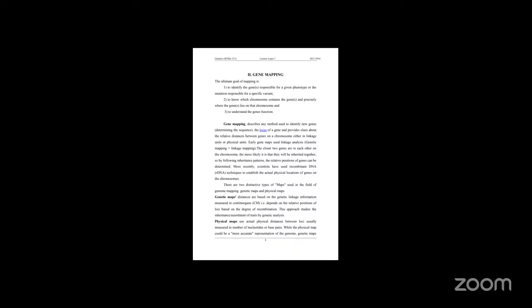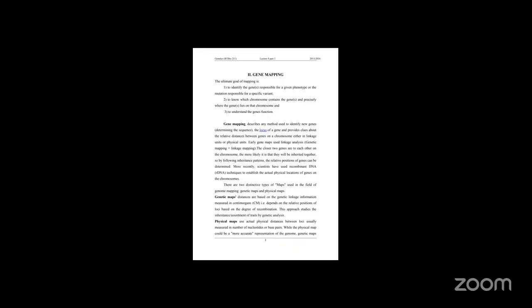Now, sorry for the disturbance. So now we will discuss gene mapping. Just now I have already told you, gene mapping is also known as genome mapping. It will help you to find out the specific point, that is the locus of a gene, and it will also help you to find out the distance between the genes, not only between the genes on the chromosome, but also between different sites within the gene, either in the linkage unit or in the physical unit.